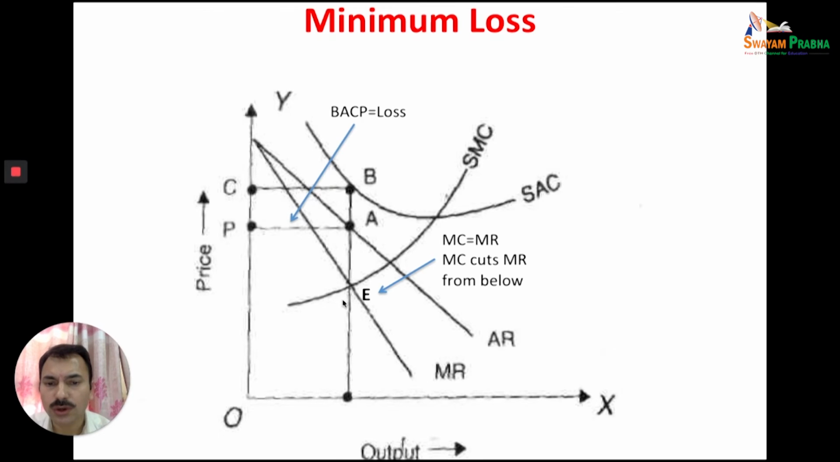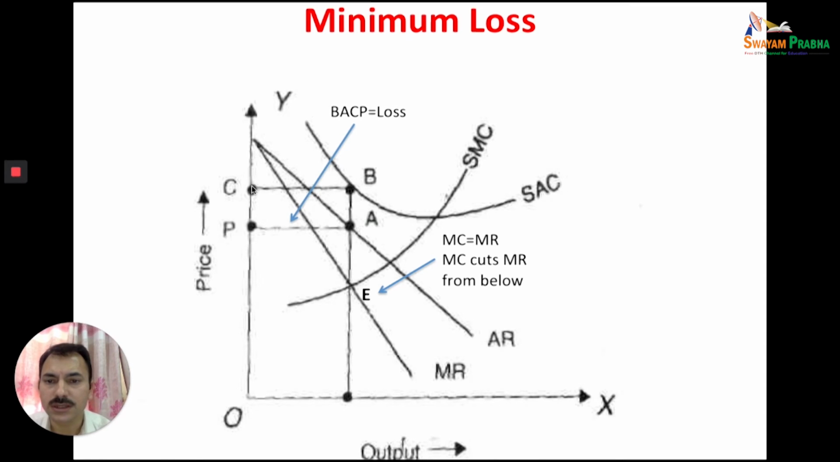So if you see here, OP is the price of the quantity of the commodity. What cost is, this is the average cost. It means average cost is above the average revenue. Up to here we are charging the price, but the cost is here, B. So the quantity is OQ, whereas price is this one, and cost is this.